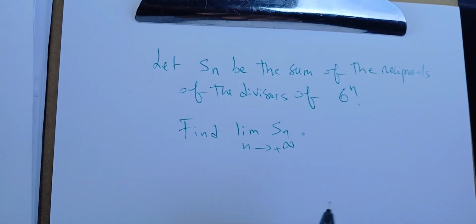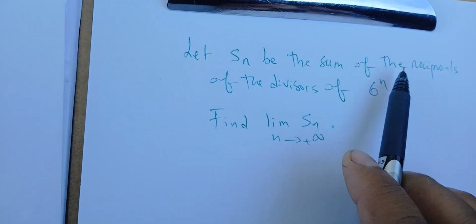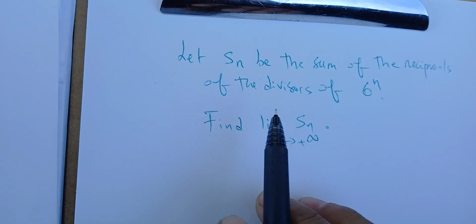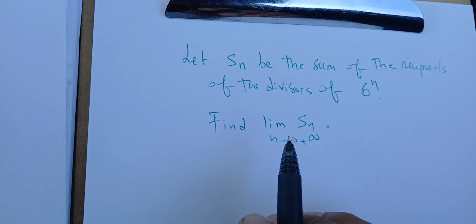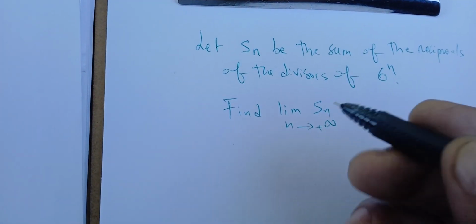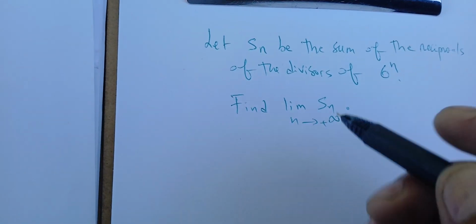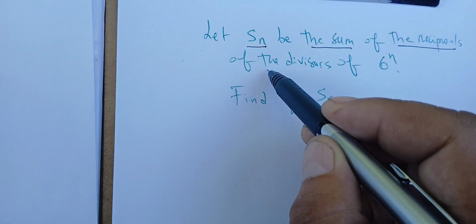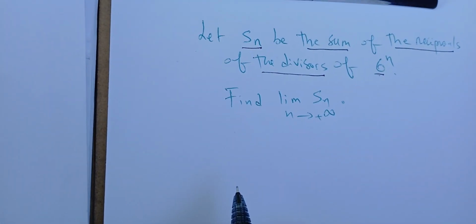In this video, we're going to try to solve the following question. Let S_n be the sum of the reciprocals of the divisors of 6 to the power n. What's the limit of S_n as n goes to infinity? Okay, so here we have many terms that we need to pay attention to before we proceed. S_n is the sum of the reciprocals of the divisors of 6 to the power n.